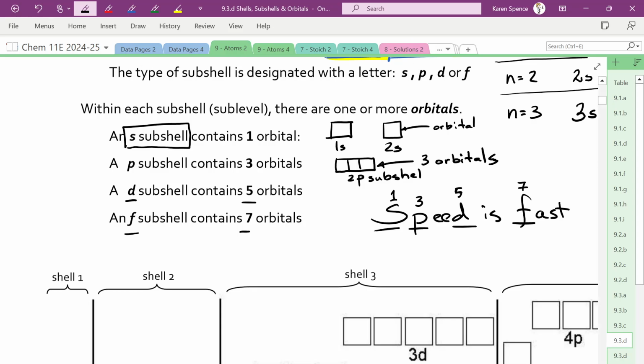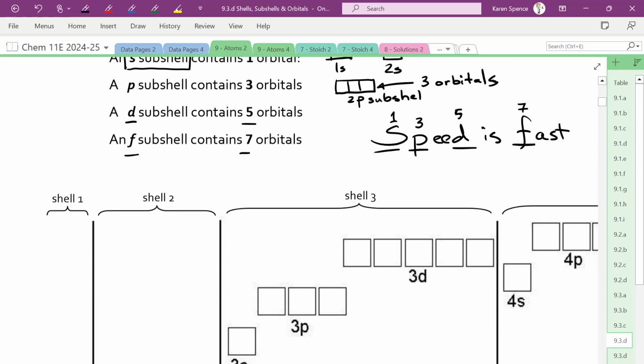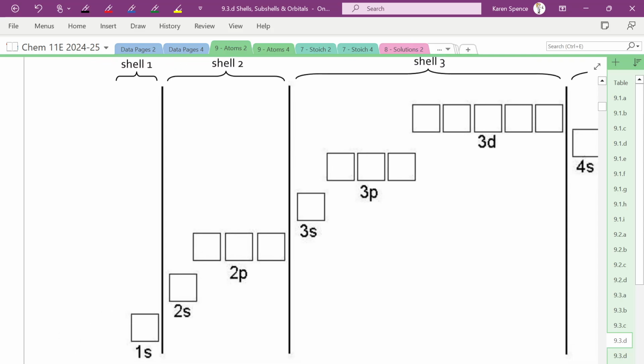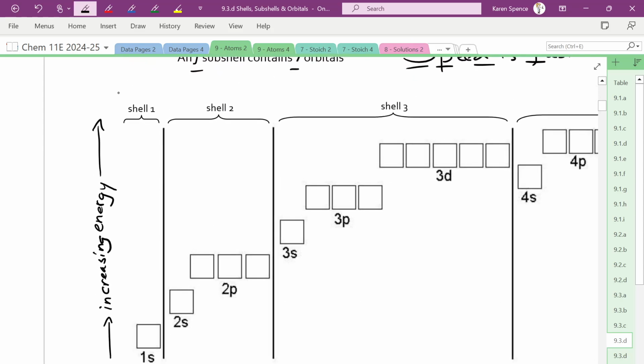Now, what does that look like sort of in a more energy level focused diagram? Okay, so along the side here, this is increasing energy. And shell number 1, which is also called energy level 1, or n equals 1, it contains only one subshell, and that subshell contains only one orbital.